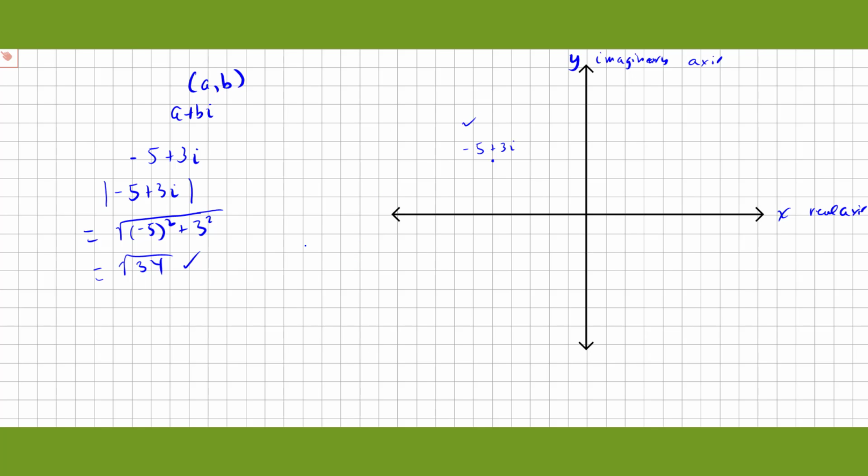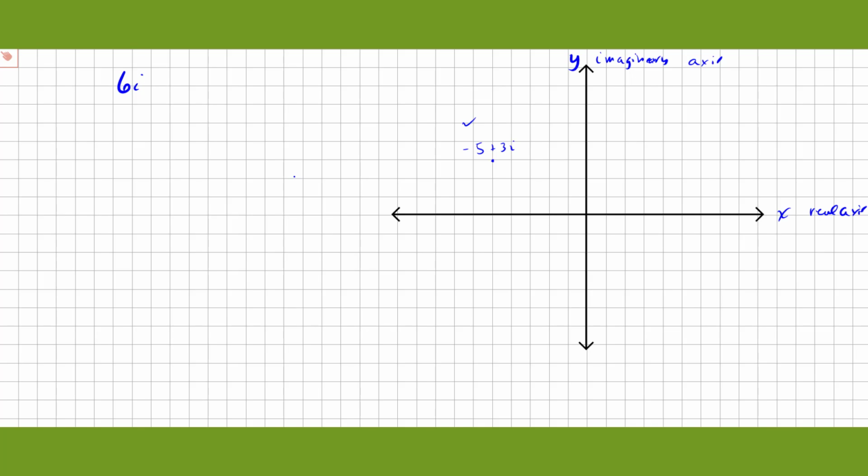So what if I have another one here, and I want to get that absolute value, and then I also want to get the graph of it. All right, so if I have 6i and I want to graph 6i and get the absolute value of it, first off I just have 6i. So basically I graph it on the imaginary axis, which is our vertical axis, right? 1, 2, 3, 4, 5, 6. All right, so here's the graph of 6i.